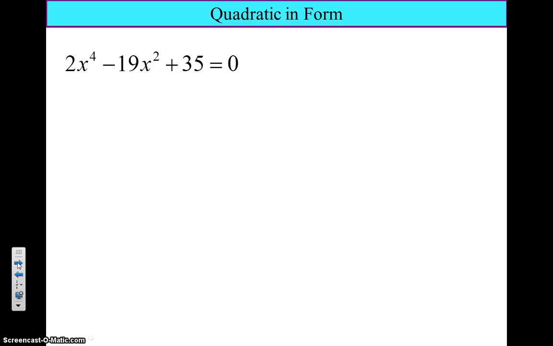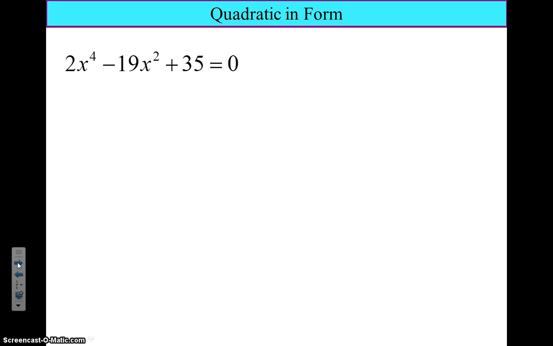So if we look at our first one, we have a polynomial of degree 4. One thing to keep in mind when you're solving polynomials is that the degree of the polynomial tells you how many roots or how many solutions that equation has. So in this case, since it is a degree 4 polynomial, there are going to be 4 solutions to this problem. So what do we do? Well, if we can factor this, that will help us get to our solutions.